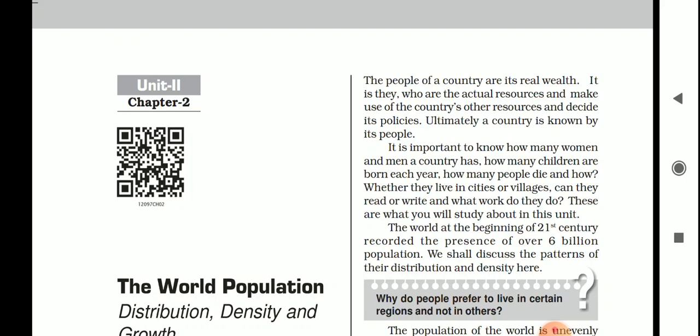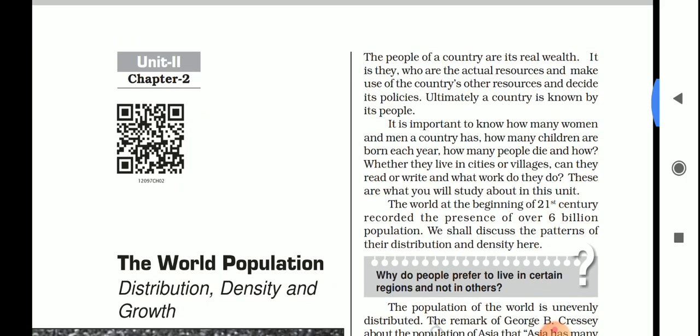So it is important that we should know how many people a country has, how many children are born each year, how many people die, and what are the reasons people die. So through this we can say it is population, right?